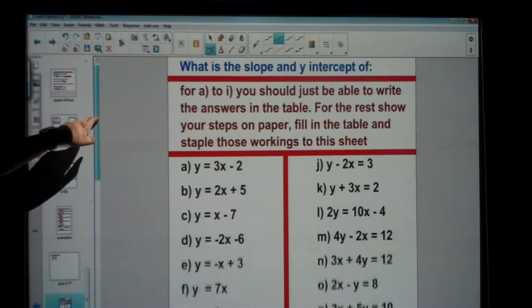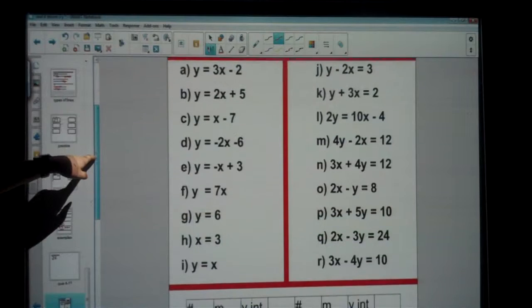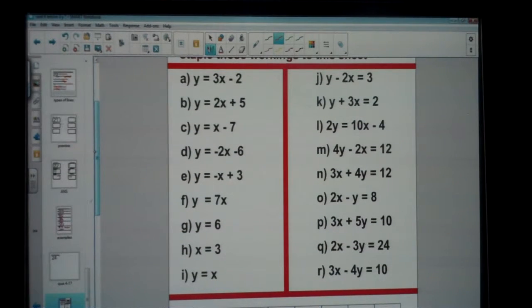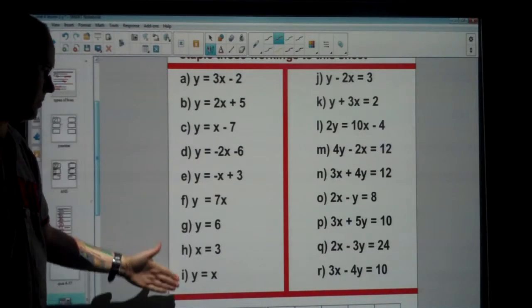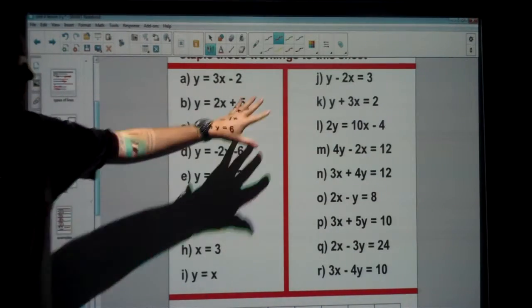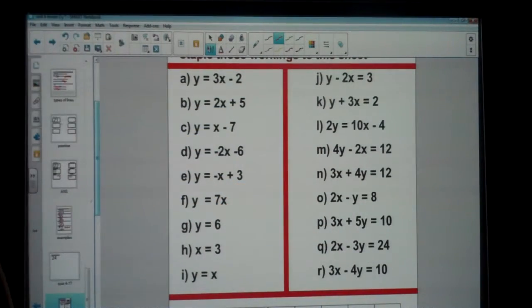And following on from that, this was the homework assignment where you were asked to write down the slope and the y-intercept. The ones in the first column you should be able to do straight away. The ones on the right hand side require a little bit more rearranging, but you could practice those questions if you wish.